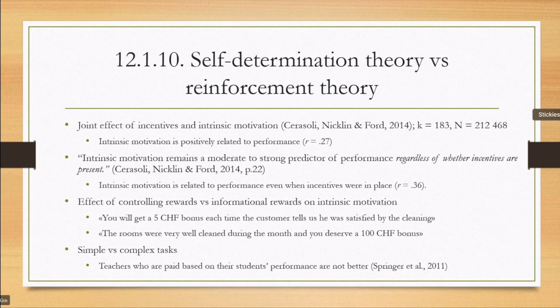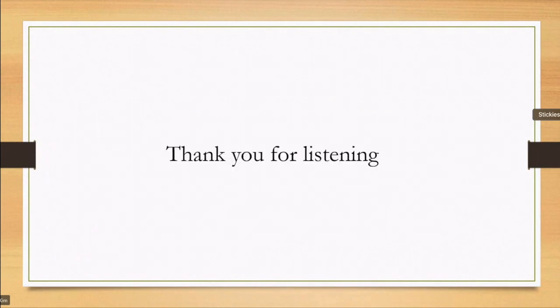And the effect of controlling rewards versus informational rewards on intrinsic motivation. You can also show that complex tasks will keep the intrinsic motivation up. So guys, this is it. I think the last few slides were pretty self-explanatory as well. A lot of definitions in the last few chapters, so if you want to read through them at your own pace, that's perfect. Thank you very much for listening.